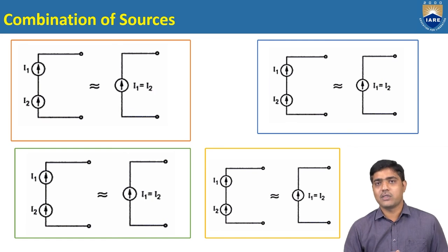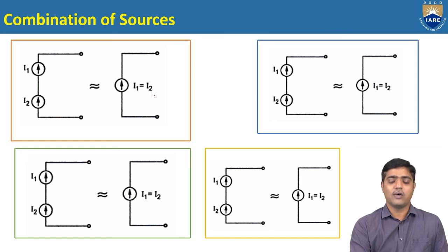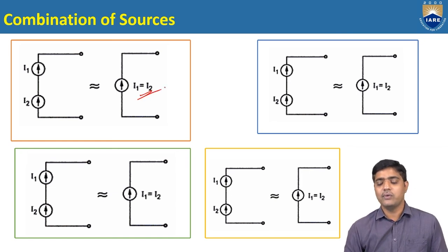Similarly, how are we going to combine current sources? As you know, if you take a simple series circuit, the same current flows through the circuit. So if two current sources are connected in series, those two current sources will have the same value of current. So you can write I1 equal to I2.